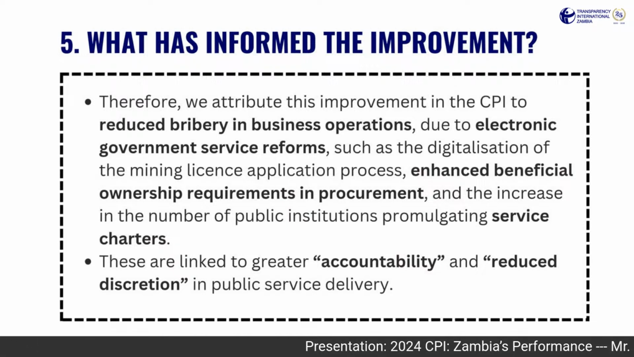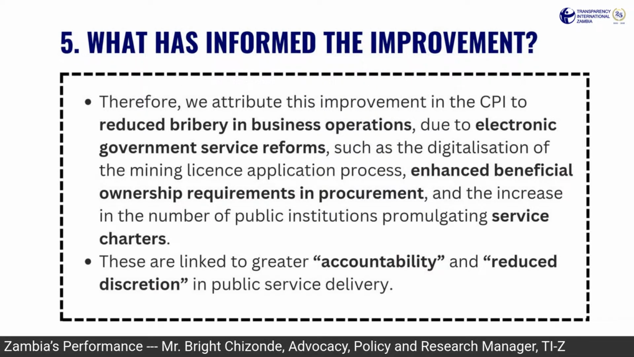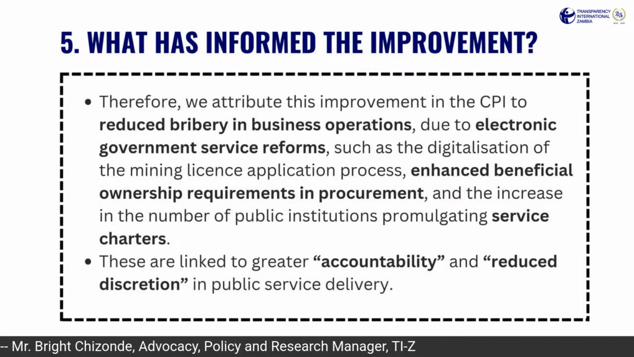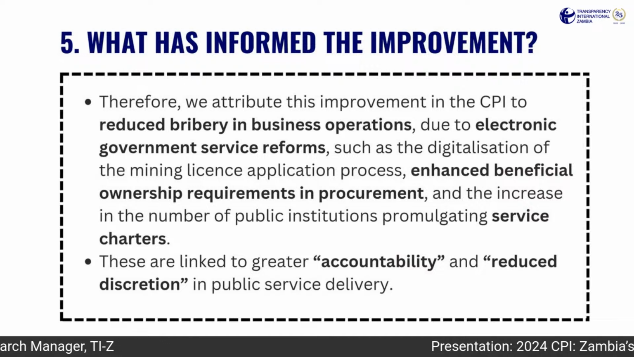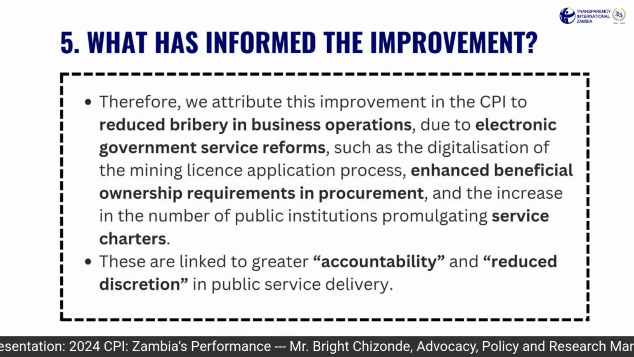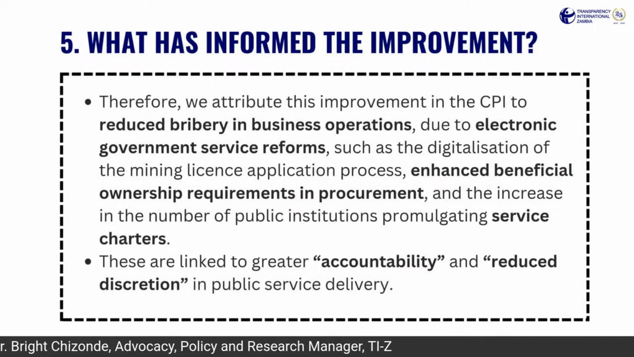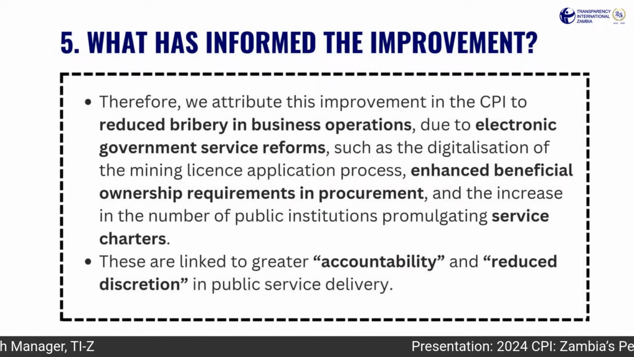Therefore, we attribute the improvements in the CPI to reduced bribery in business operations due to electronic government service reforms, such as the digitalization of the mining license application process, enhanced beneficial ownership requirements in procurement, and the increase in the number of public institutions promulgating service charters. These are linked to greater accountability and reduced discretion in public service delivery, with reference to the model that I shared with you, which helps us to identify where the change is coming from.